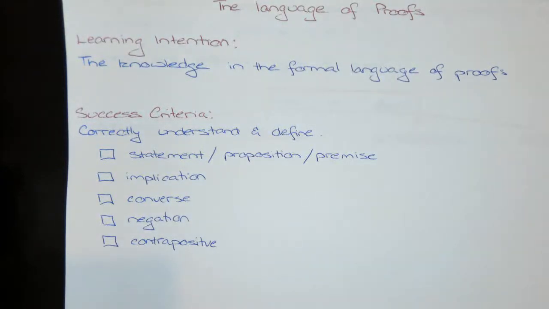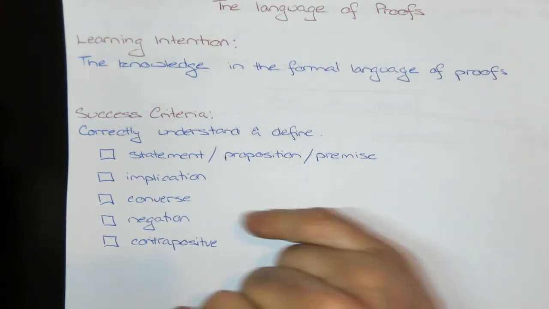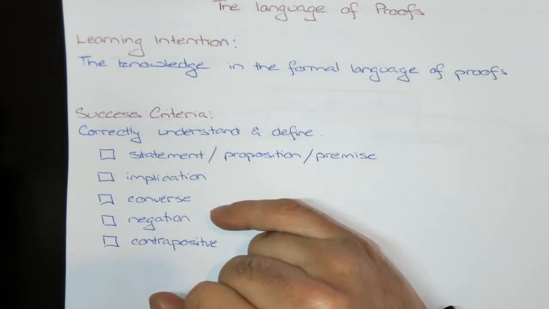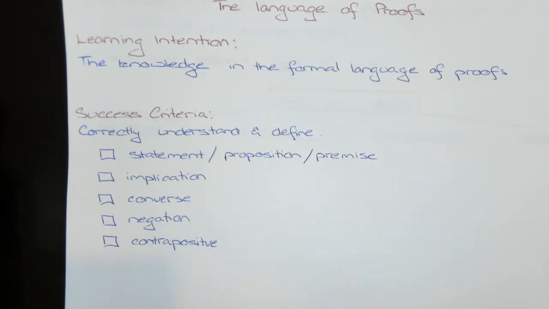Okay, so today the first lesson we're going to look at is the language of proofs. Our learning intention is knowledge of the formal language of proofs, and we'll be successful if we can understand what we mean by statement, proposition, or premise, an implication, the converse of a statement, the negation, and the contrapositive.